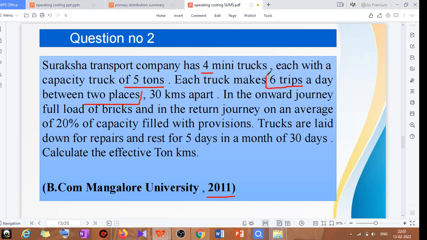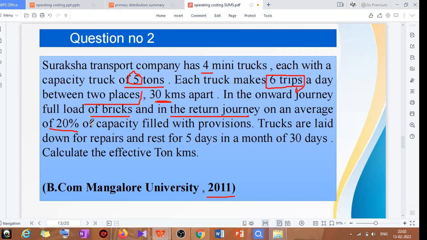So here they have mentioned specifically it is 6 trips. Clear? The distance is 30 kilometers apart. In the onward journey, a full load of bricks, that is 5 tons, is carried, and in the return journey, on an average of 20% of capacity. So when returning only 20%, it means 5 tons was the onward journey, while returning how much?